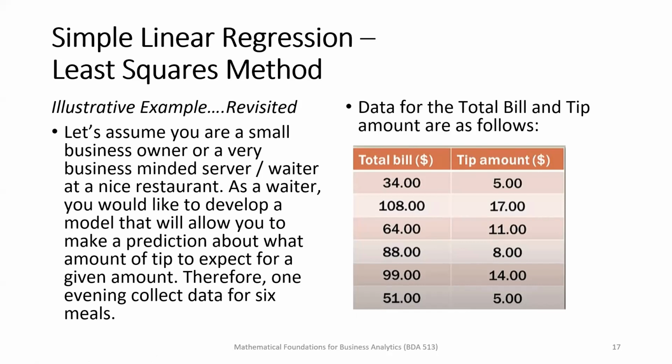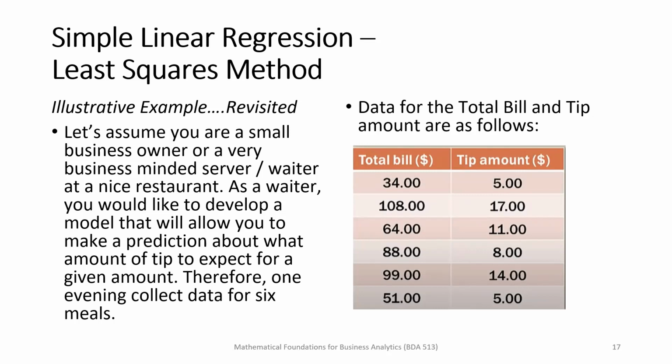So let's assume you are a server at a nice restaurant. As a waiter, you would like to develop a model that will allow you to make predictions about what amount of tip to expect for a given amount. Therefore, one evening, you collect data for 6 meals. So this time around, you have data for the total bill that was spent and the tip amount that was given.